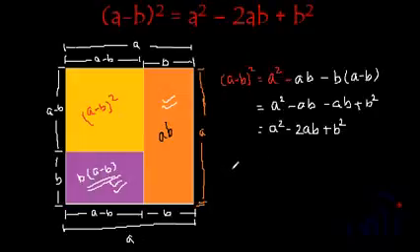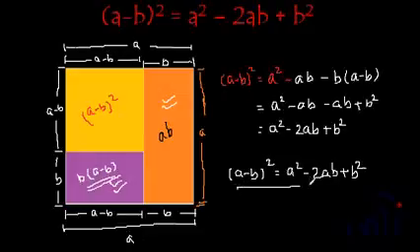And this is the formula of (a minus b) whole square. (a minus b) whole square is equal to a square minus 2ab plus b square, right? So this is a geometrical representation of (a minus b) whole square.